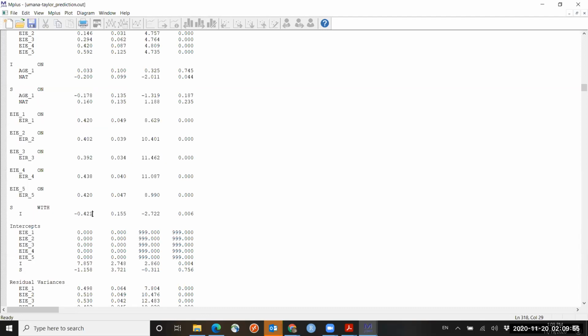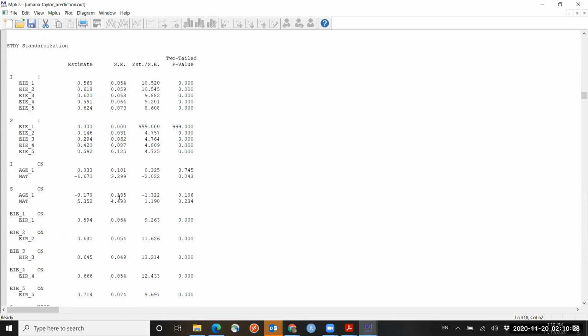Here what I have is a residual correlation. The residual correlation between the intercept and slope is minus 0.42. It's statistically significant. That is fairly common. Once you add predictors of intercept and slope, that typically does not account completely for the correlation between intercept and slope. So this type of model typically has a residual correlation between intercept and slope, and that's fine.